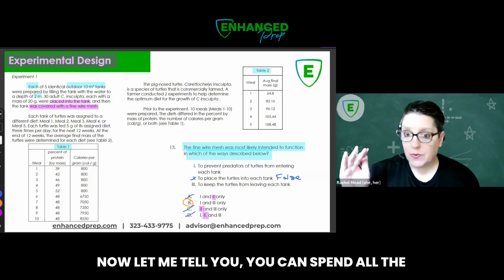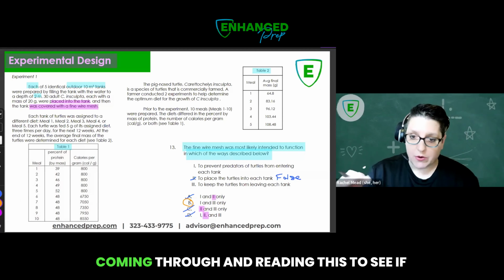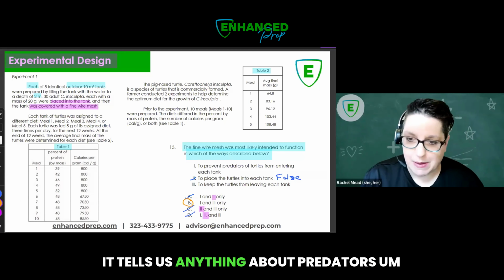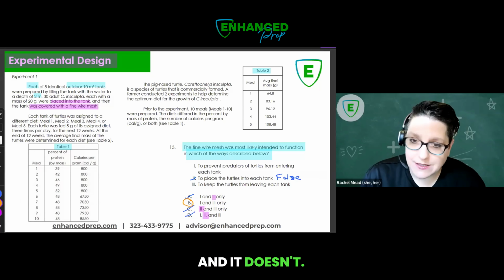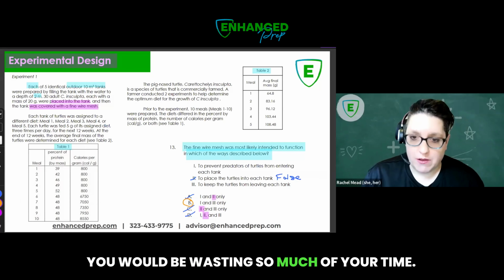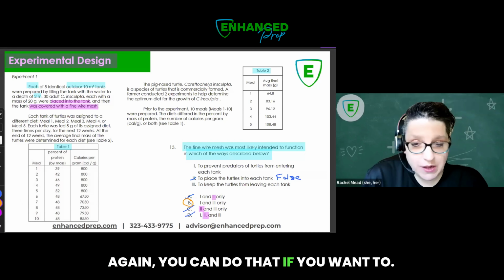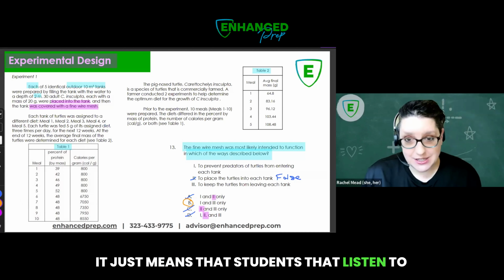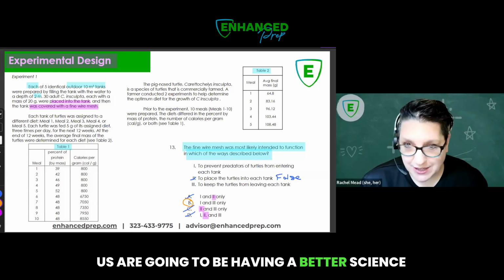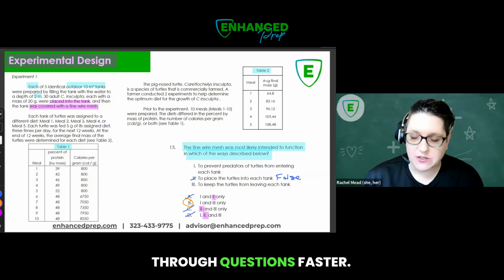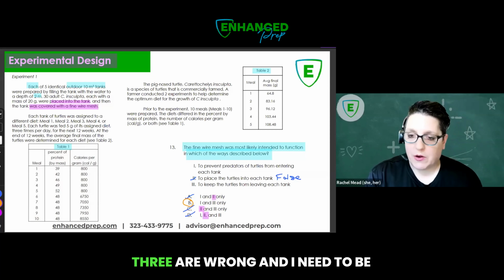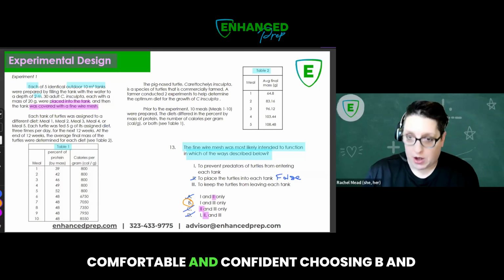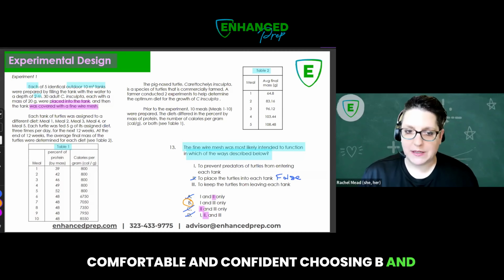Now, let me tell you, you can spend all the time you want reading this to see if it tells us anything about predators entering the tank or turtles leaving the tank. And it doesn't. You would be wasting so much of your time. Again, you can do that if you want to. It just means that students that listen to us are going to be having a better science score than you are because they're getting through questions faster. We need to know that even though I don't know that B is right, I know the other 3 are wrong, and I need to be comfortable and confident choosing B and being done with it.